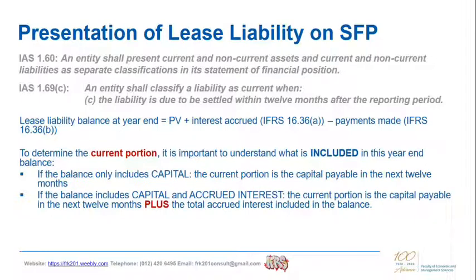If your balance includes capital and accrued interest, so your year-end dates and payment dates do not coincide, your current portion of this total lease liability balance is the capital payable in the next 12 months plus this total accrued interest that's now also included in the year-end balance. This is similar to what you did on normal accrued interest.